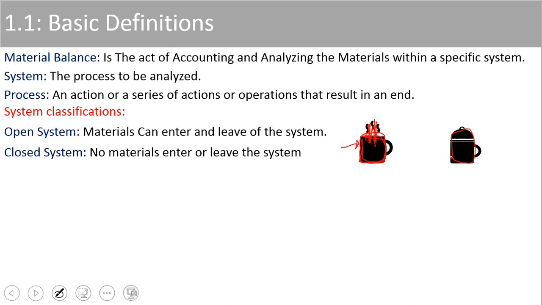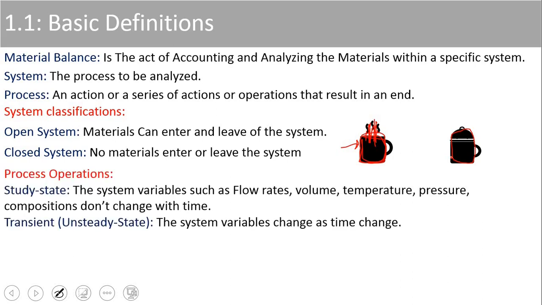However, there is an operation happening. The temperature is still getting out as a form of energy, but we will talk about it later. But as for the materials, there is no material entering or leaving, so it's a closed system. The operation is still happening. The temperature of the tea is getting cold, but there is no material entering or leaving, so it's a closed system.